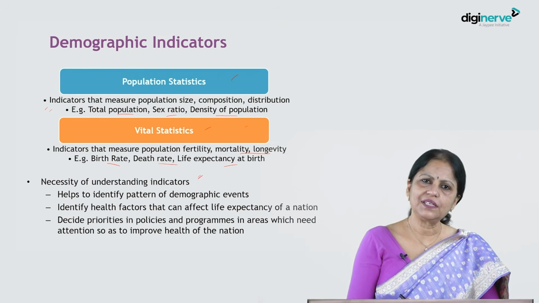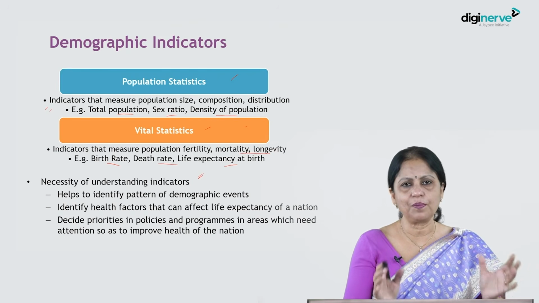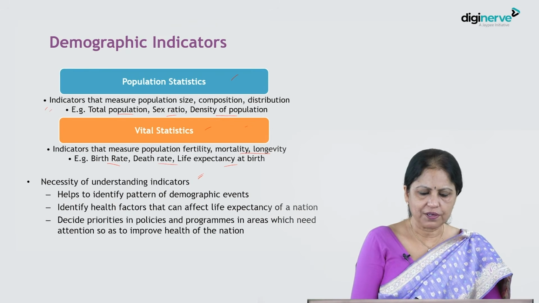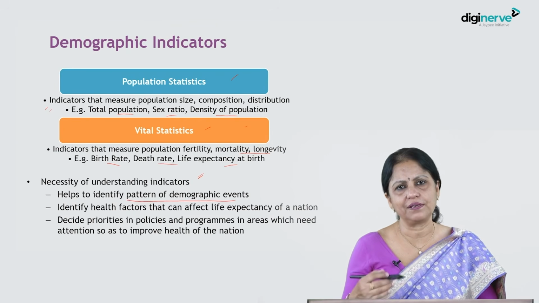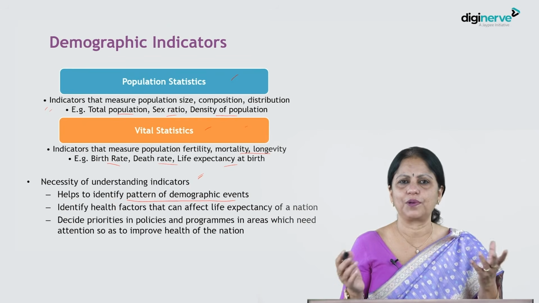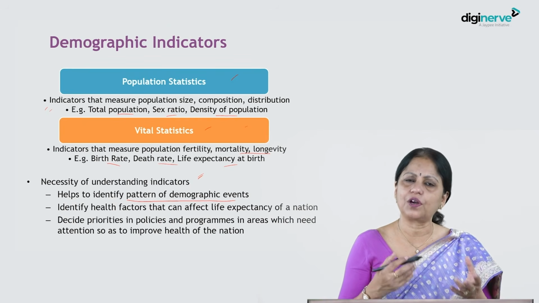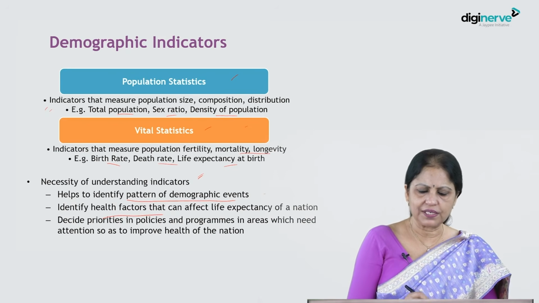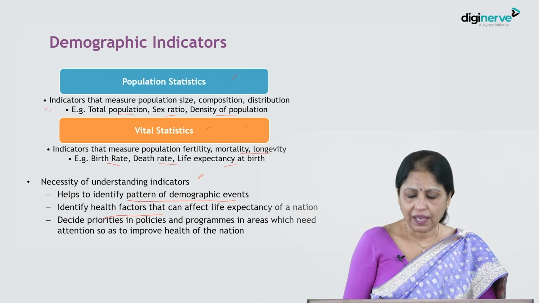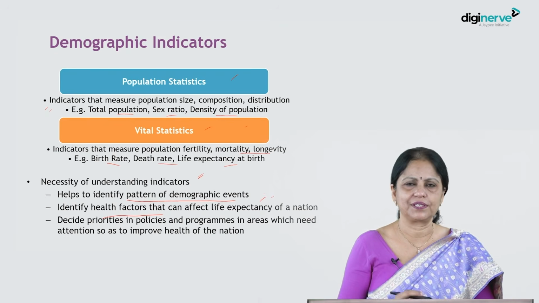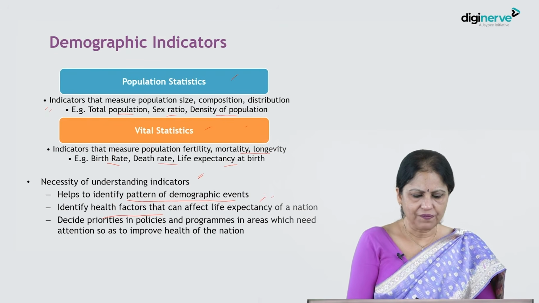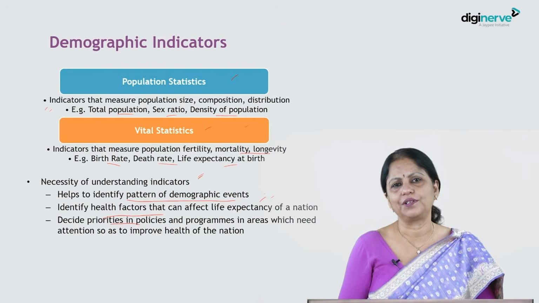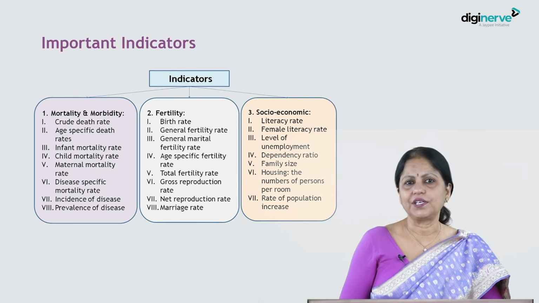So why do we need indicators? We need to understand the population properly. Why? Because it helps to identify the pattern of demographic events, whether the population is increasing or decreasing, how the composition of the population is changing, etc. We can also identify health factors that can affect the life expectancy at birth. It can increase, decrease, and we can decide priorities in policies and programs that we want to formulate and implement in the population.